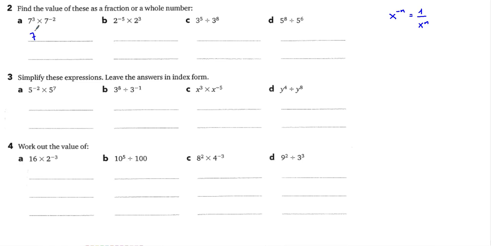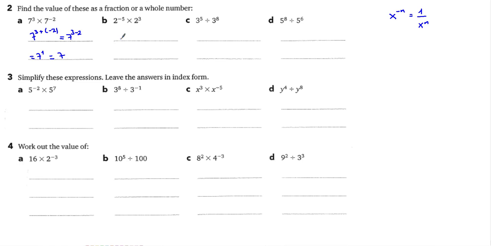So 7 to the power of 3 plus minus 2, which is equal to 7 to the power of, plus and minus is going to make minus, so 3 minus 2, and the result here I'm going to write is 7 to the power of 1. The power is 1, there is no need to write it, you can also write 7 for that one.